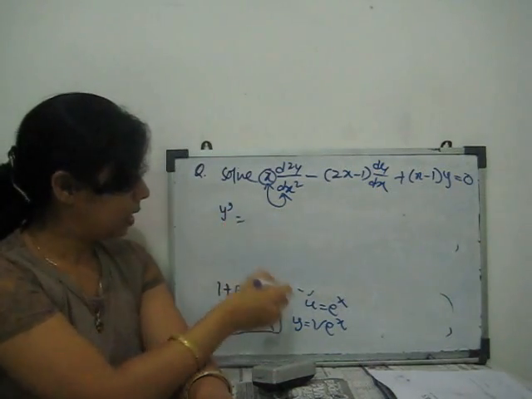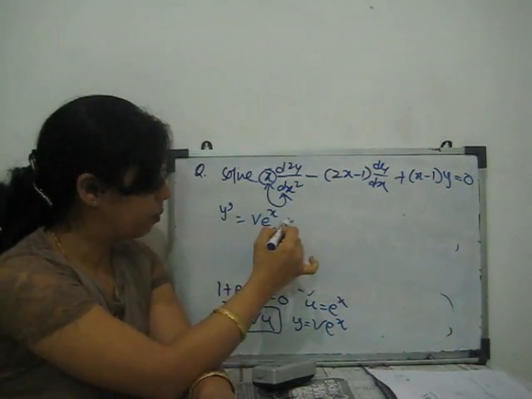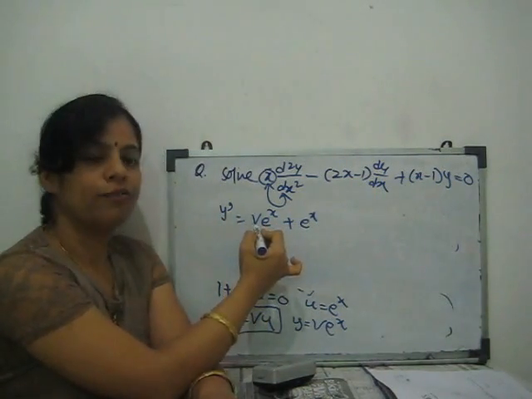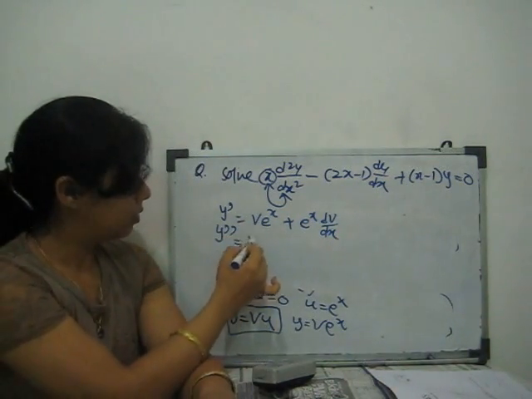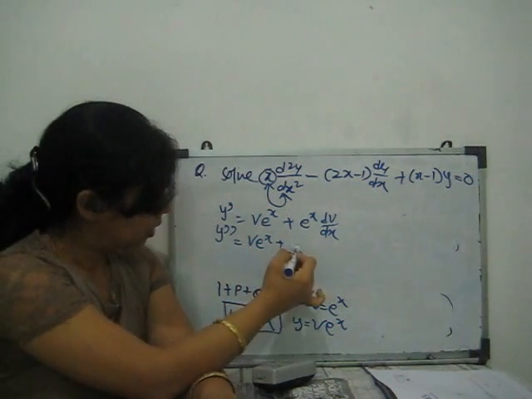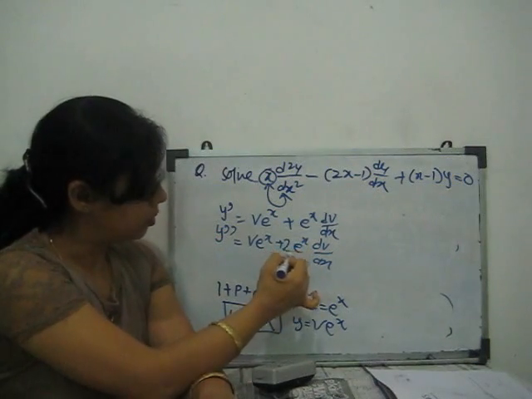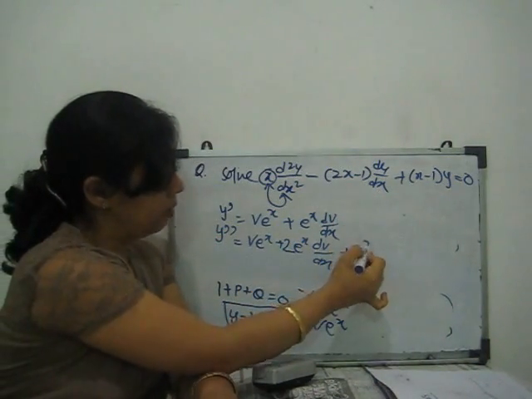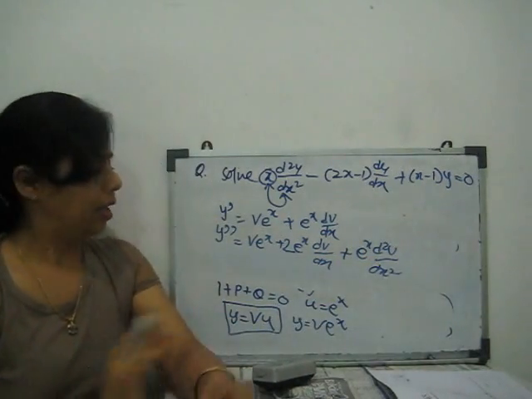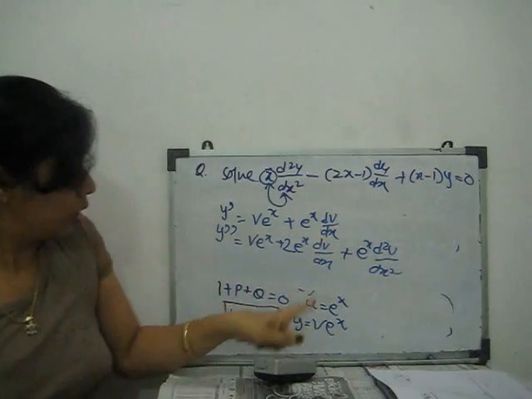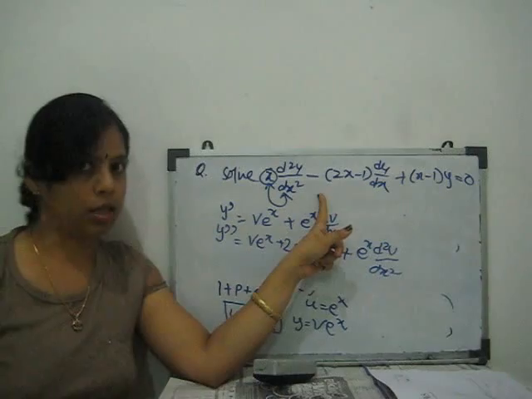y dash is dy by dx: v as it is, d by dx of e to the power x is e to the power x as it is, plus the derivative of v, which is dv by dx. Similarly, y double dash is v e to the power x plus e to the power x dv by dx, plus again. By the first term and second term being the same, 1 plus 1 is 2, plus e to the power x d2v by dx square. Clear? Next step, we have to substitute y dash, y double dash in the given equation.